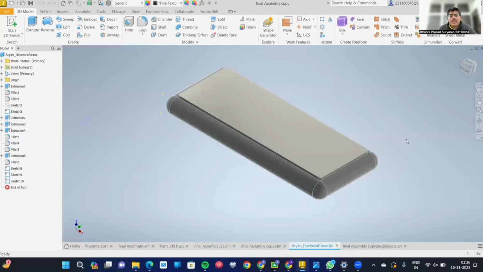The next part which you see on the screen is known as the base of the hovercraft. So the entire hovercraft rests on this particular structure, so it has to be sturdy.